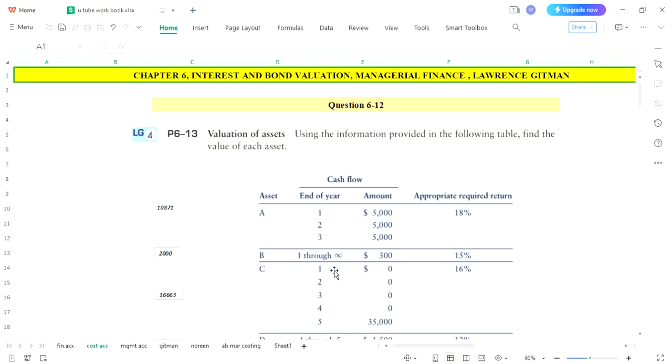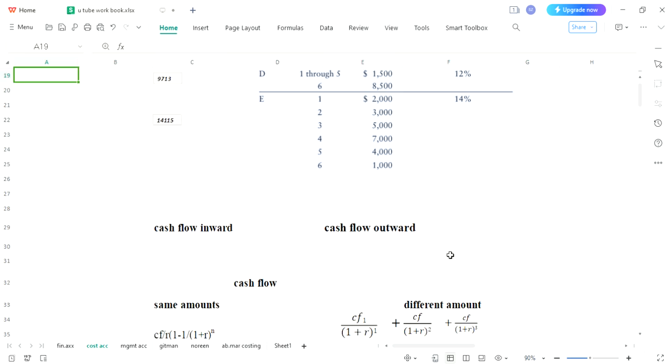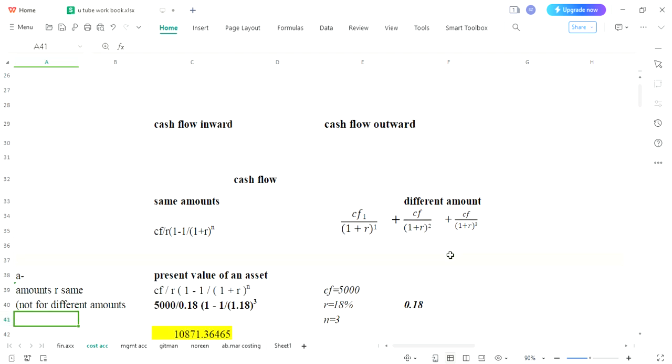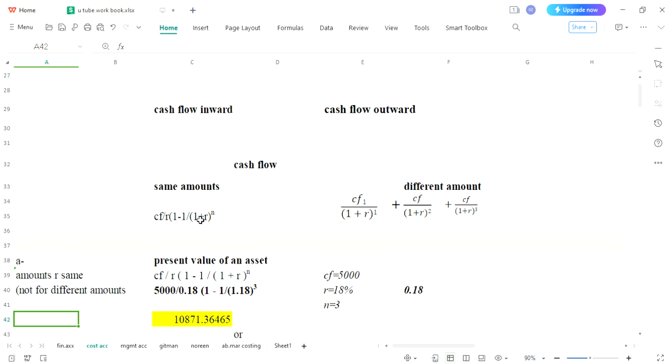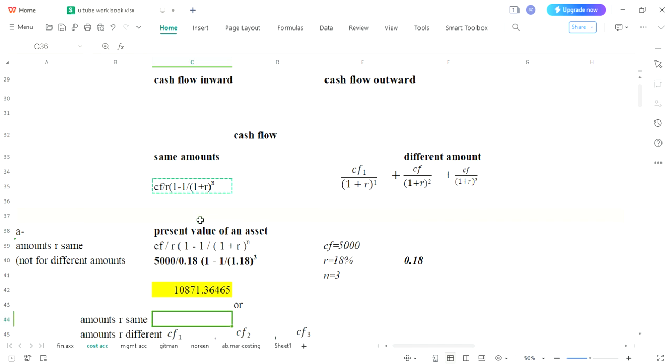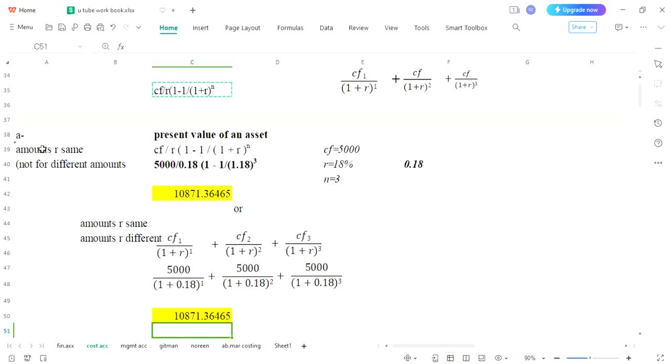1 through infinity, it means your number of years are not mentioned over here, and 300 is your cash flow. Required rate is 15%. Come to the formulas. When you have no idea how many number of years you have, so simply what you will do, just take this formula. As cash flows are same, I have told you, when amounts are same or cash flows are same, you can use this formula. We do have same cash flows.